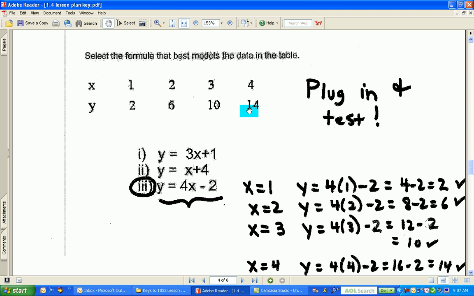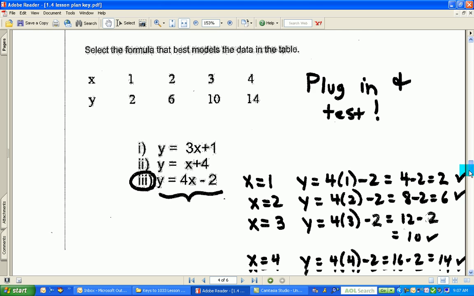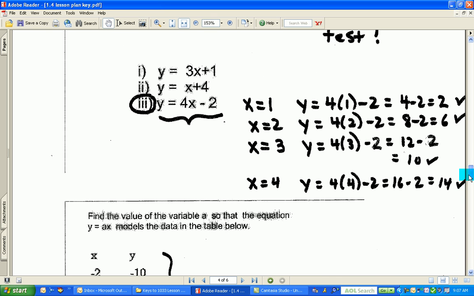Therefore, the best way to determine what formula works is to try out the different formulas and see which formula works. And I think it's pretty clear here when you look at the work, you'll see that the formula that works is formula number 3, y equals 4x minus 2. When I plug in a 1 to that formula for x, I get out the answer 2.